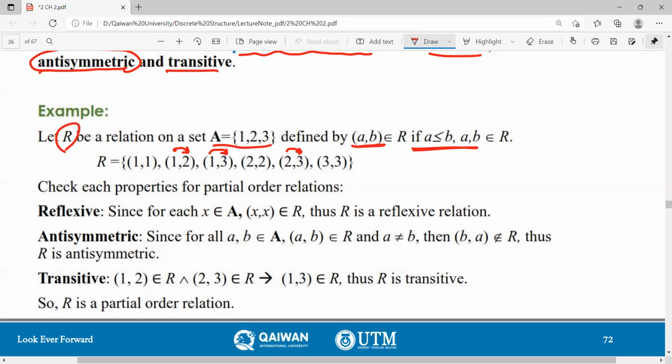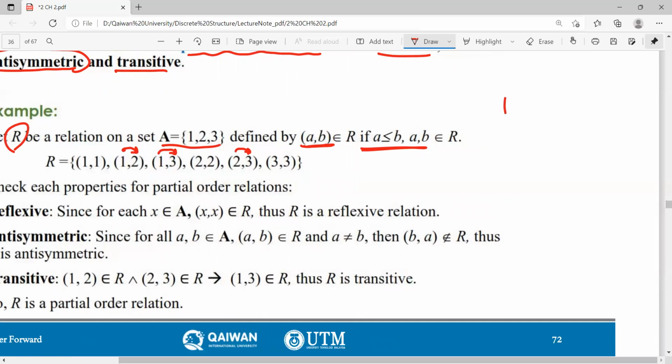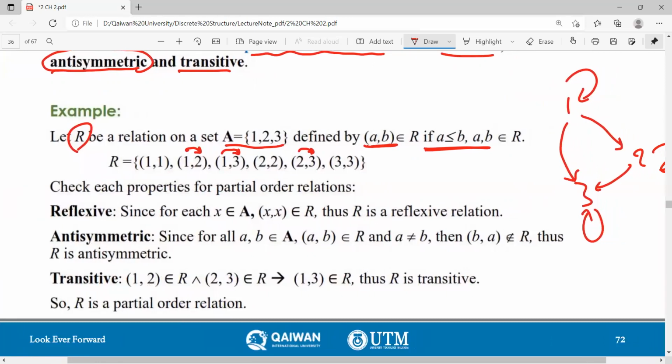And if we write down the diagram, it's 1, 2, and 3. We have 1,1, 2,2, 3,3. We have 1 to 2, 2 to 3, and 1 to 3. We have no two-way arrows, but we also have loops. So this is an anti-symmetric relation, so it satisfies these two.